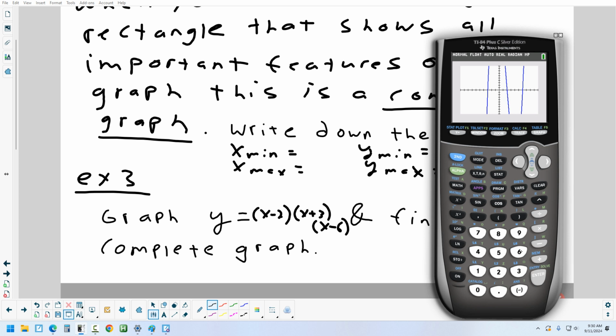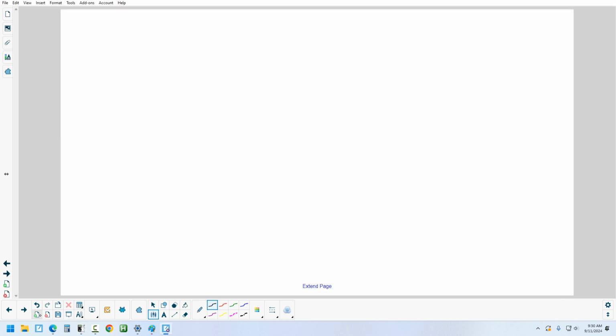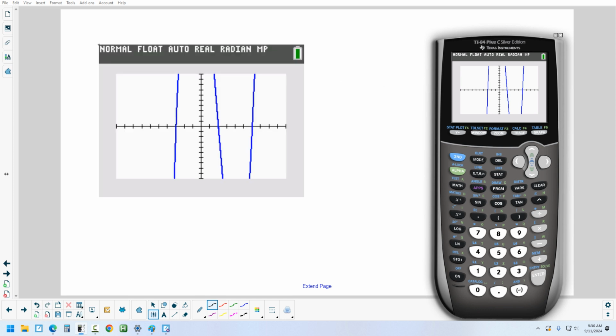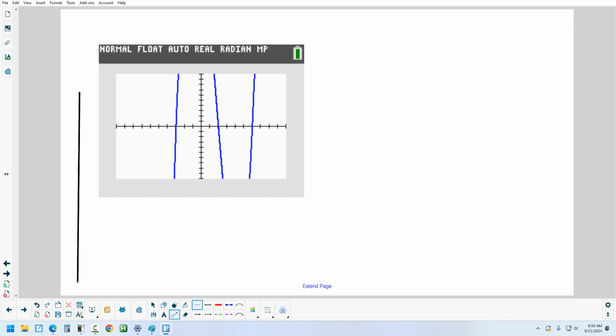So based on the standard window, would you say that that's a complete graph? No. What would I need to adjust so I could see this graph better? I'm not looking for the number yet. Just tell me the two things that have to change. Yeah? The y values. Yeah, we need to change the y values. We need to look lower and we need to look higher. Now, how much lower and higher do we need to look? Well, we can just keep guessing numbers. Or we can get kind of an idea by using a trick I'm going to show you.